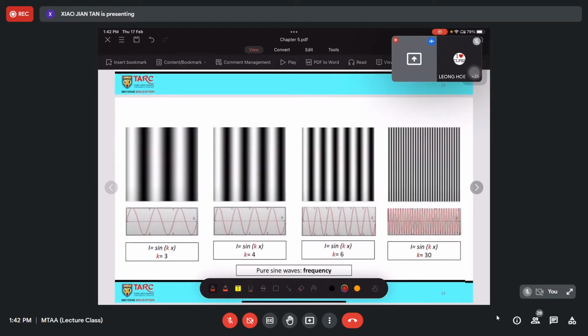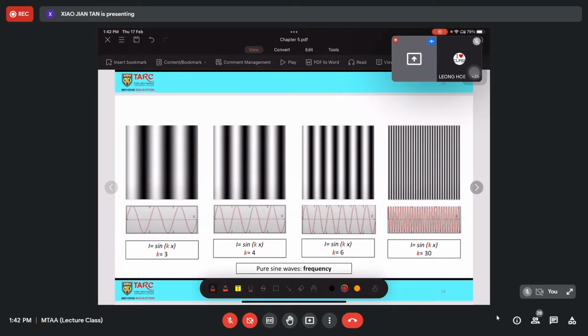So we follow the slide first, and then later on I will explain how it is being connected. Okay. So the first one, we have a K value, and K is 3. Why is it 3? Because 1, 2, 3. Okay, is it clear? 3. So when you have K equal to 4, 1, 2, 3, and 4, and 6, and 30. Okay, so K is actually referring to frequency.